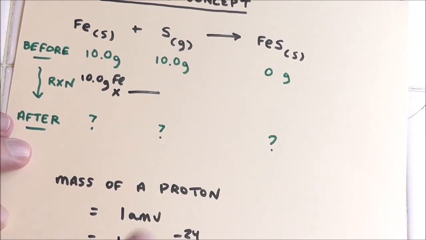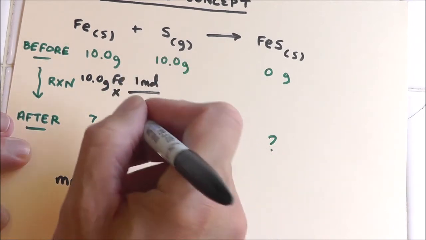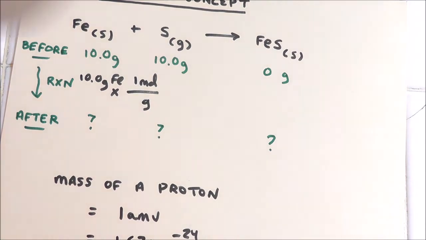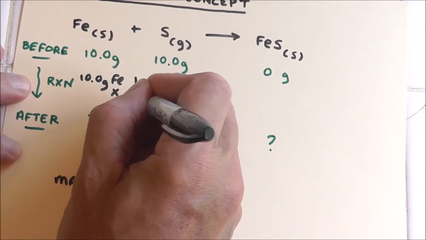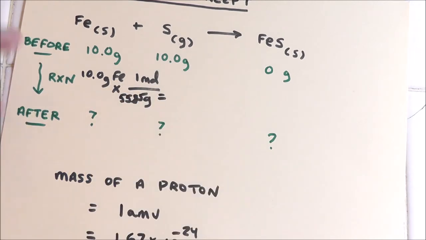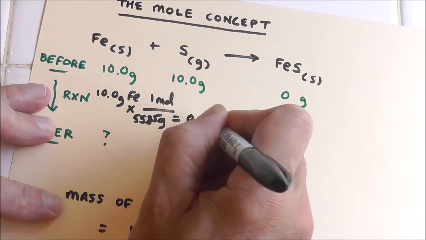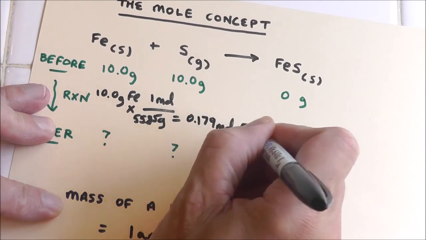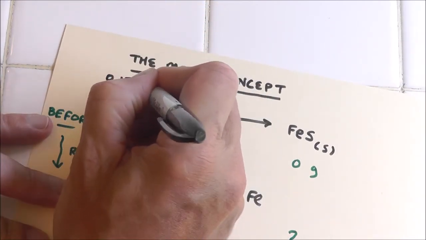And what I'm going to do is I'm going to go ahead and say grams, 1 mole. And we go look it up. We kind of talked about it earlier, 55.85. So I'm going to take and find out how many moles that is. 10 divided by 55.85. 0.179 moles. I'm going to write that up here. So let's go put that up here. 0.179 moles.